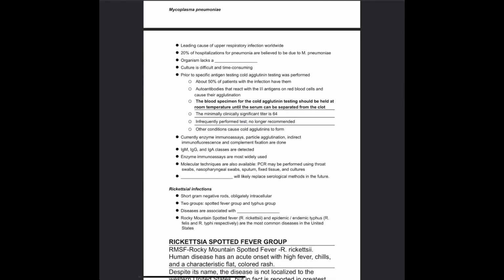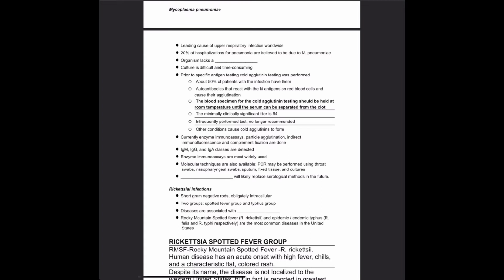Next is Mycoplasma pneumonia. This is the leading cause of upper respiratory infection worldwide, and 20% of hospitalizations for pneumonia are believed to be caused by this bacteria. This organism lacks a cell wall. Culture is difficult and time-consuming, and prior to specific antigen testing, we did cold agglutinin testing.